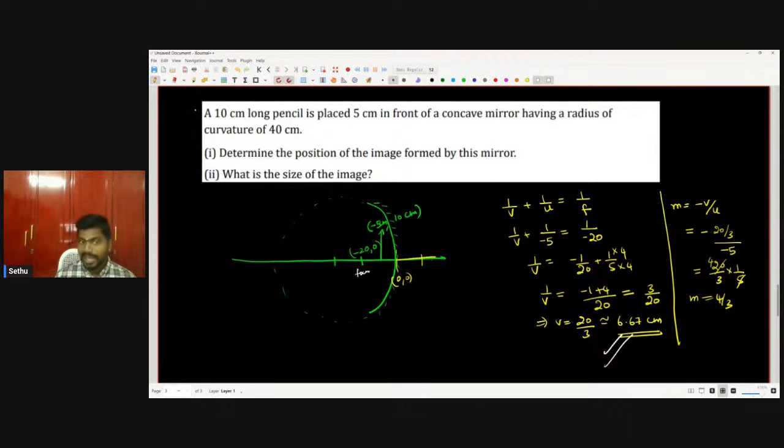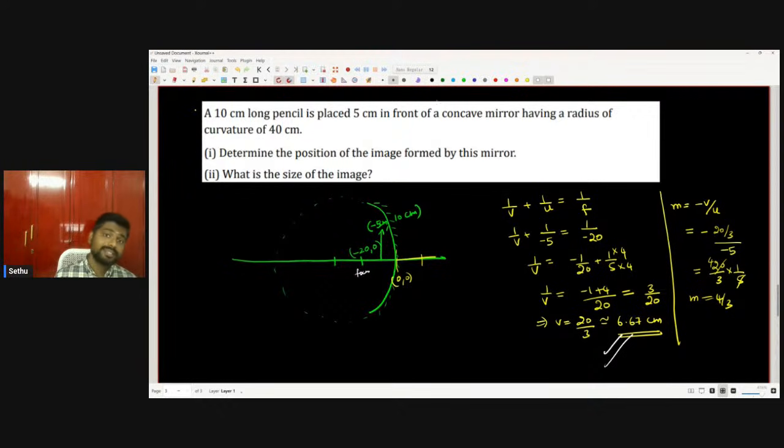Okay. And you know that if an image is formed behind the mirror for a concave mirror, first of all that's a virtual image. That's going to be erect and that's going to be enlarged. Erect means magnification has to be positive. It is indeed positive. Enlarged means magnification has to be more than 1. 4 by 3 is definitely more than 1. So you have quickly checked the problem.